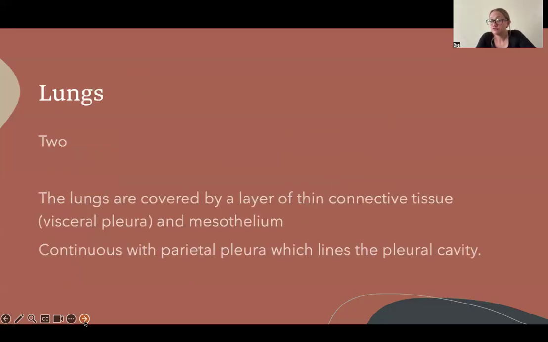Lungs. You have two of them, usually, and they're covered by a thin layer of connective tissue called the visceral pleura and the mesothelium, which is also continuous with the parietal pleura, which lines the pleural cavity. So what are these linings? Well, in your body, when you're breathing and doing other natural bodily functions, different organs and cavities are rubbing against each other. That's not good. We don't like friction.